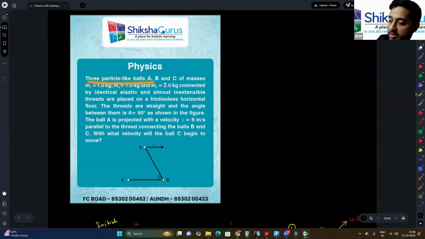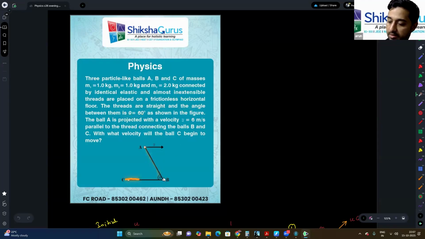So it's mentioning that there are three particles A, B, C, each of masses 1 kg, 1 kg, and 2 kg, connected by identical, elastic, and almost inextensible threads. The word elastic is very important here. It will mean there cannot be any loss of energy. So whenever you have an interaction where there is no loss of energy, such interactions can be related to elastic collisions.